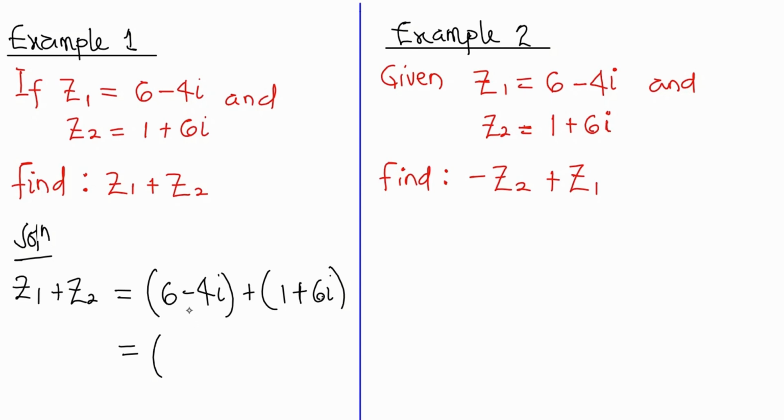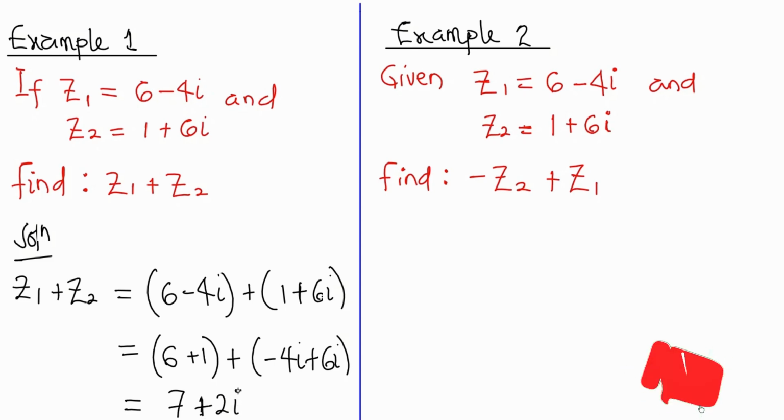So first, the real part. The real part here is 6 and 1, so we have 6 plus 1. And then we also add the imaginary part to the imaginary part. That becomes minus 4i plus 6i. So here, 6 added to 1 gives 7, and minus 4 plus 6 gives us plus 2i. So when z1 has been added to z2, our answer becomes 7 plus 2i. So that is example 1 on the addition of complex numbers.